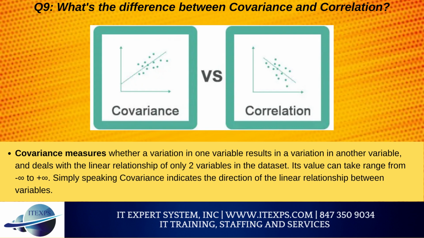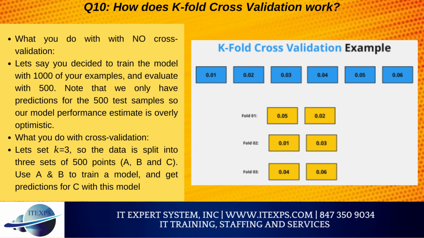How does k-fold cross-validation work? Imagine you have 1,500 labeled data points, and you want to estimate how well some classifier will work on new data. What you do with no cross-validation: let's say you decided to train the model with 1,000 of your examples, and evaluate with 500. Note that we only have predictions for the 500 test samples, so our model performance estimate is overly optimistic. Why? Because accuracy obtained for one test set can be very different to the accuracy obtained for a different test set.